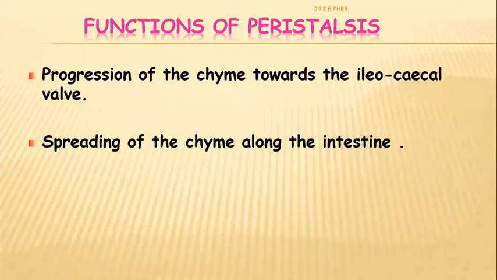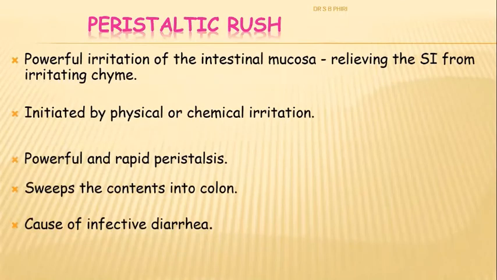Then the function of peristaltic contractions: progression of chyme towards the ileocecal valve. So it will propel the chyme towards the ileocecal valve so that you have now emptying of the ileum into the cecum. The movement of chyme from the ileum into the cecum via the ileocecal valve. Then they are also involved in spreading of the chyme along the intestine. That will also facilitate absorption and digestion.